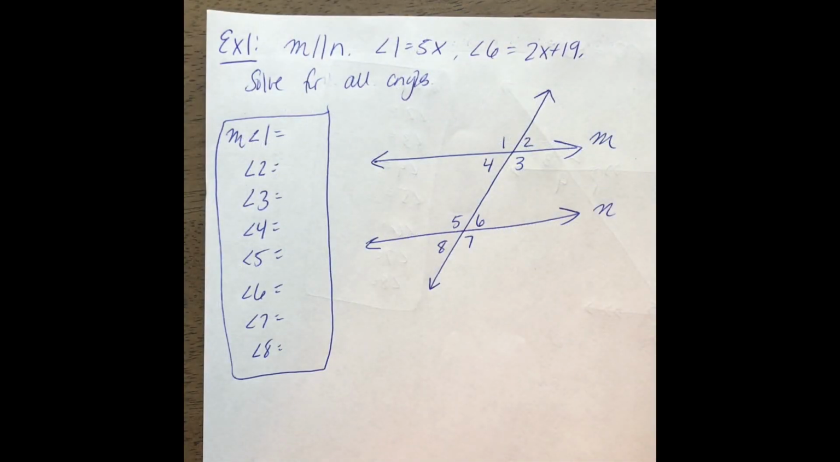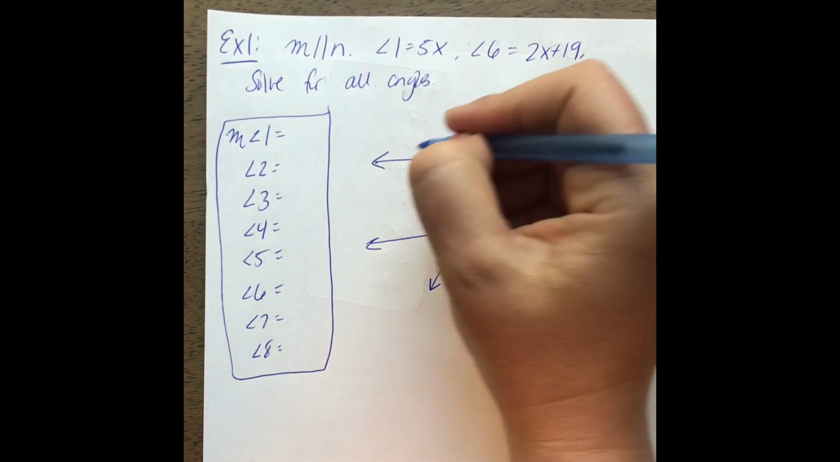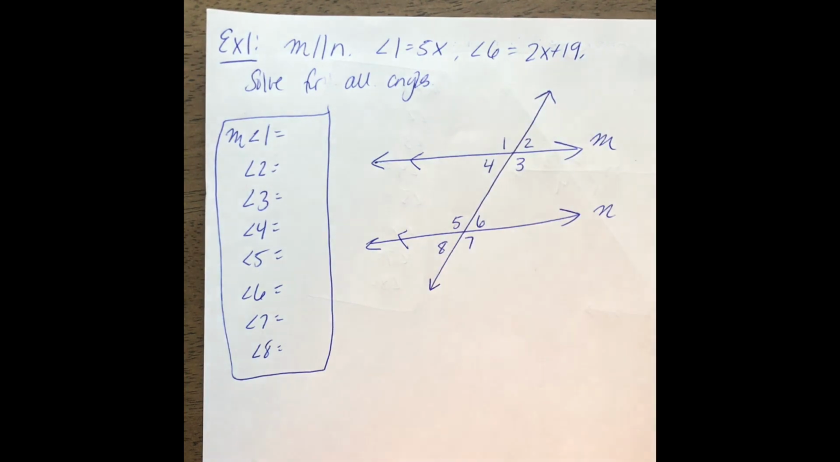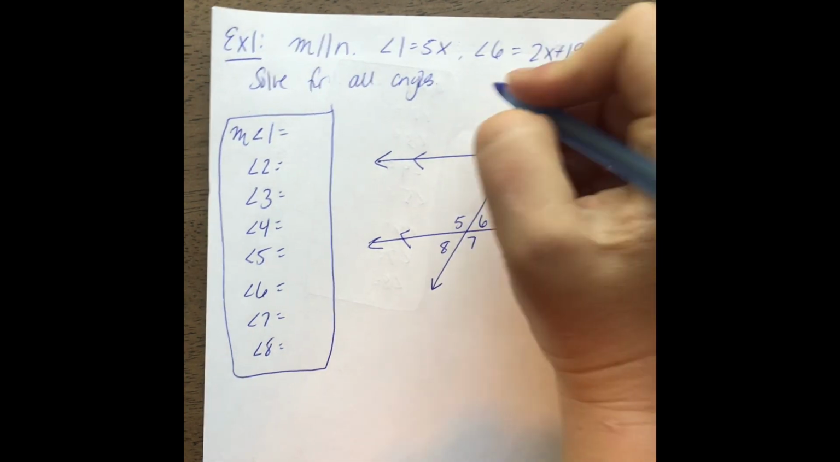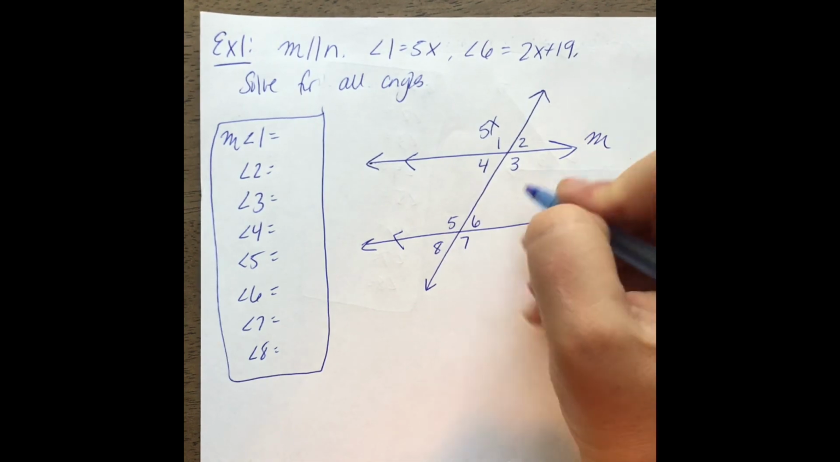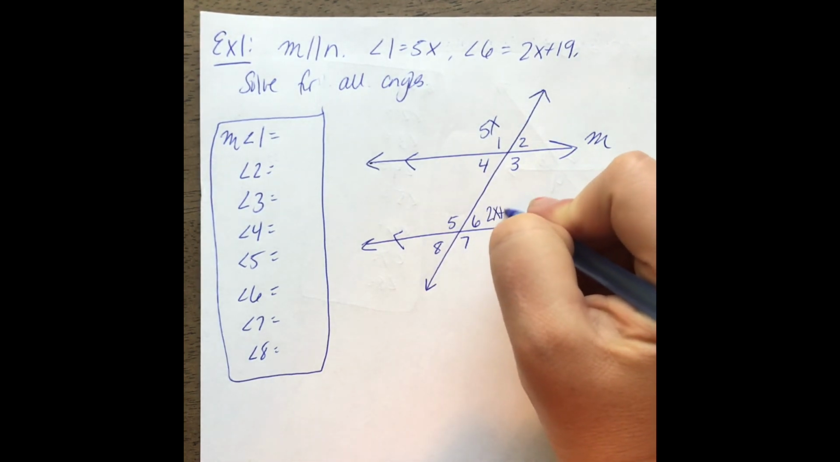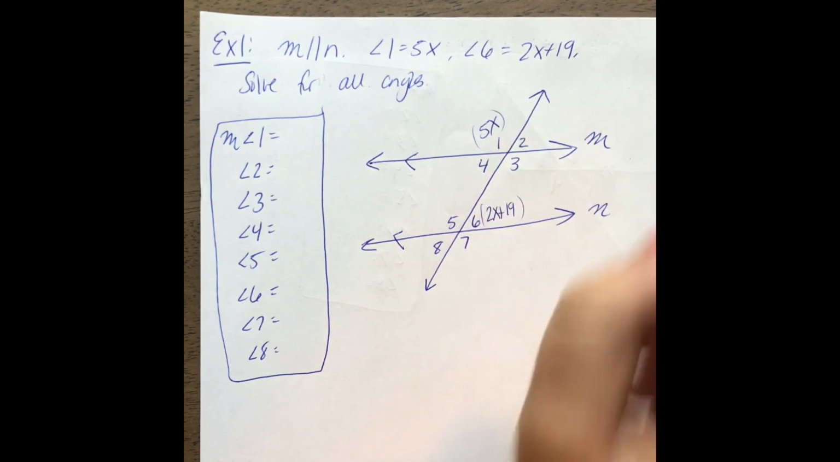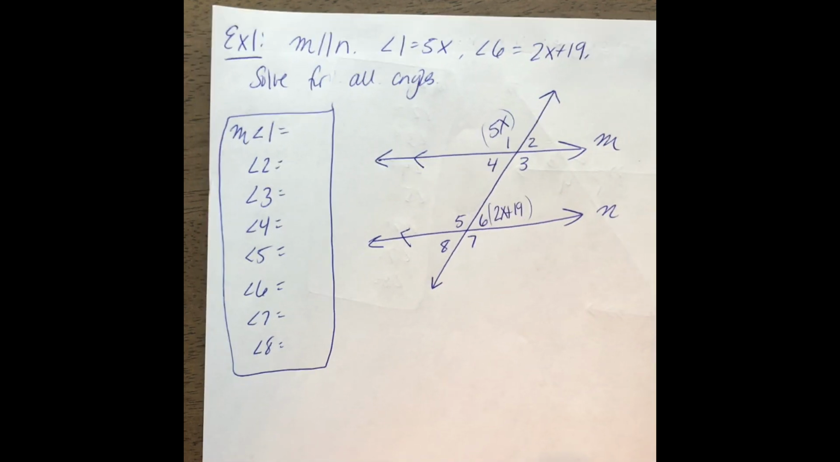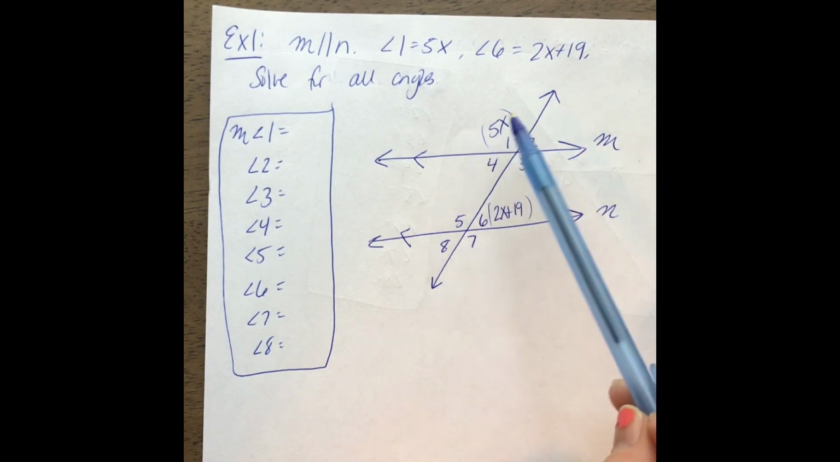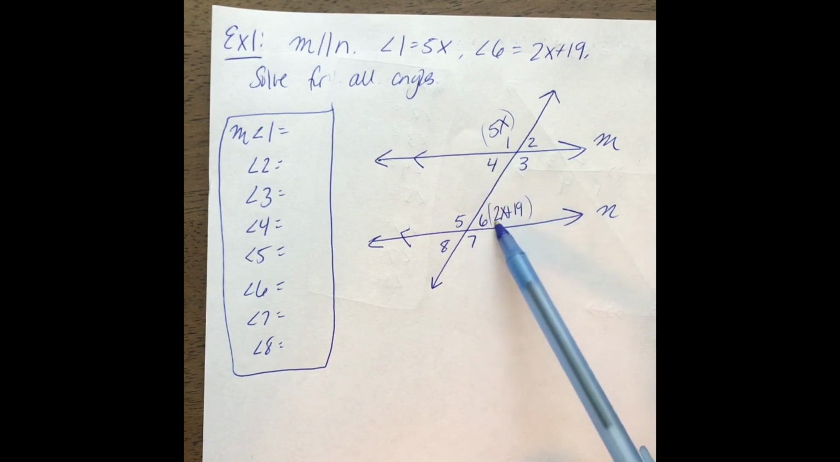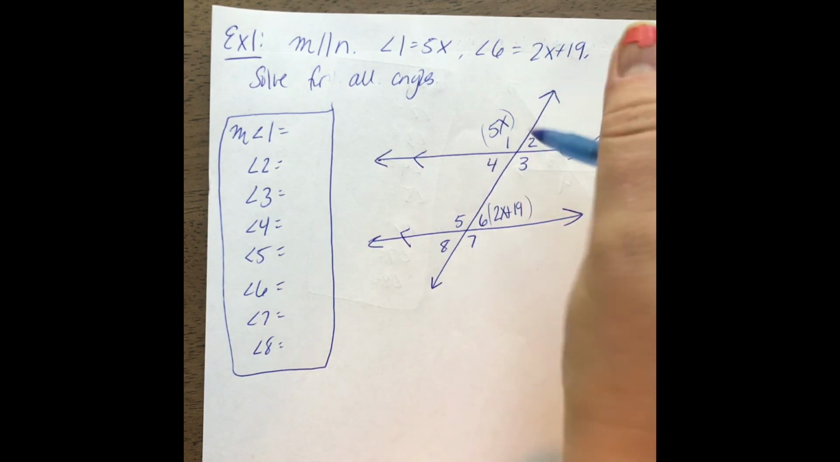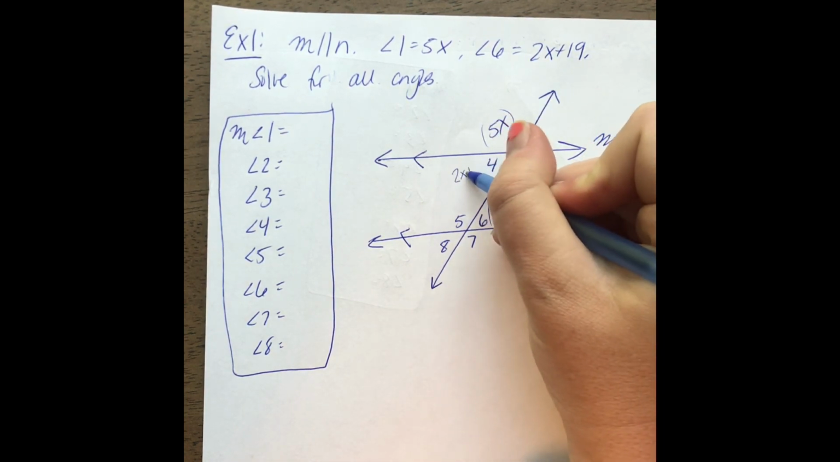So here's example 1. What we know is that line M is parallel to N, so I'm going to mark it by using these arrows. Now we know that those are parallel. We know angle 1 is 5x, and angle 6 is 2x plus 19. So I'm adding that to the diagram. Again, geometry, always label your diagrams. Angles 1 and 6 don't share any relationship with each other, but what we do know is that angles 4 and 6 are alternate interior angles. So we know that these two angles have to be the same. So I'm going to label right here at 4, 2x plus 19.